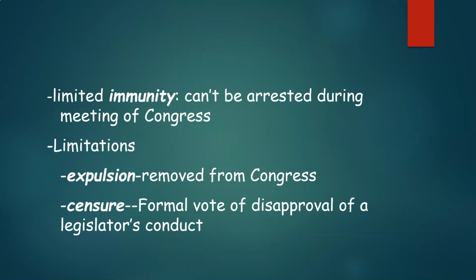Now they also have what you call limited immunity. They can't be arrested during a meeting of Congress. There are some limitations, however. They can be removed from Congress, which we call expulsion. And then we also have censure, which is a formal vote of disapproval of a legislator's conduct. So those are some ways that they can try to limit the power of a congressman or congresswoman, but they do have their own limitations, just like the government has, where they can be removed from office.